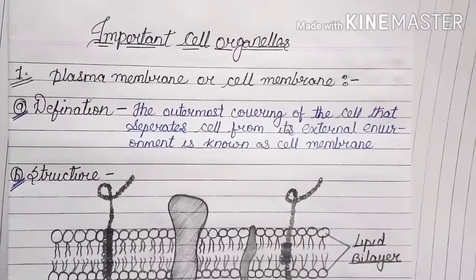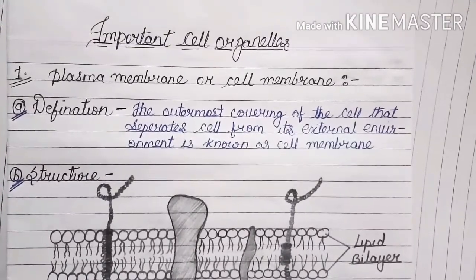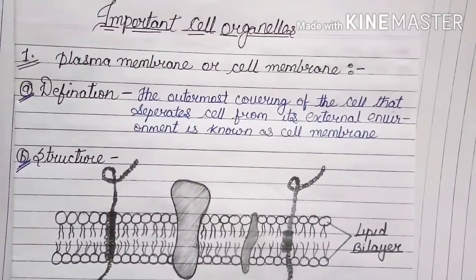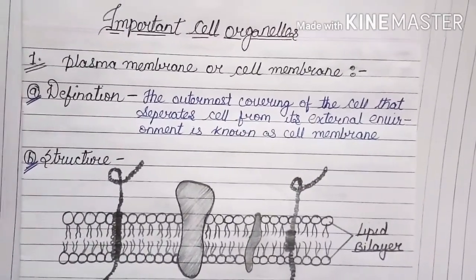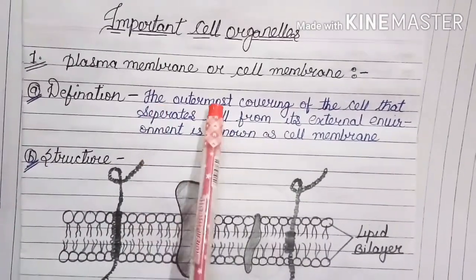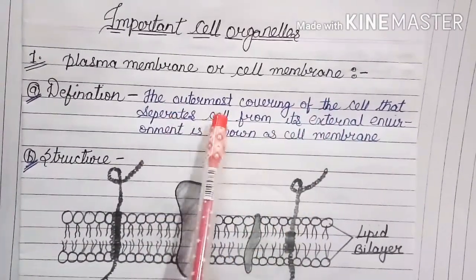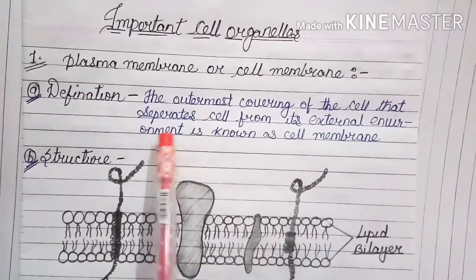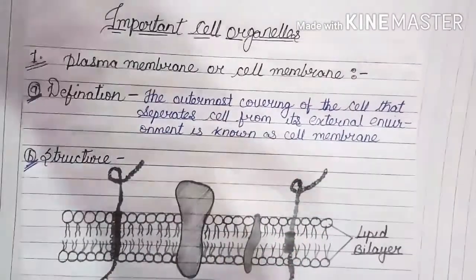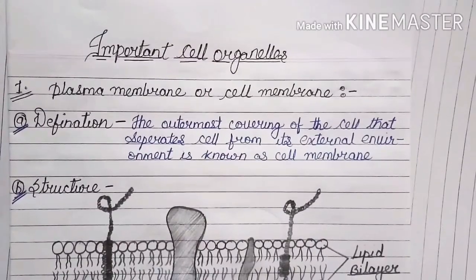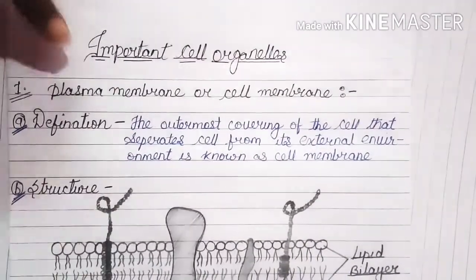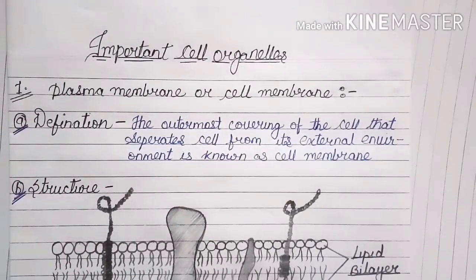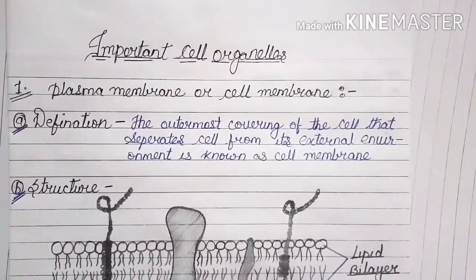The topic is important cell organelles. Let's first start with the plasma membrane or cell membrane. Now what is the definition of plasma membrane? The definition is: the outermost covering of the cell that separates the cell from its external environment is known as cell membrane. Before further discussion, I would like to tell you guys that plasma membrane is the outermost covering of animal cell, not plant cell, because plant cell has the outermost layer of cell wall.